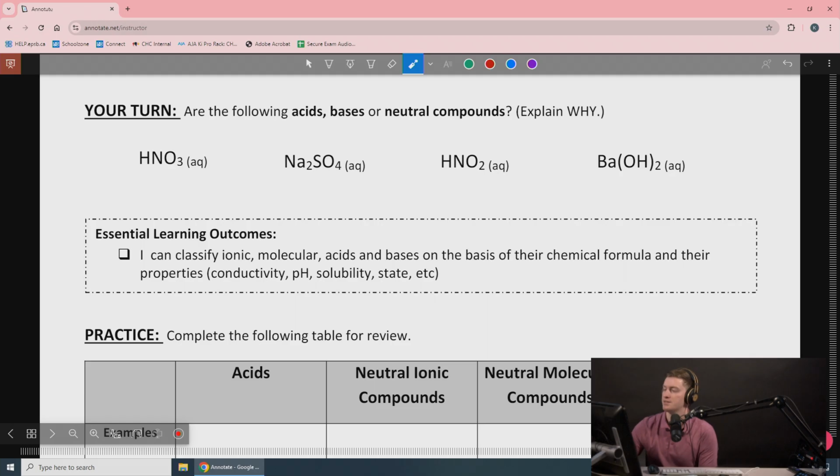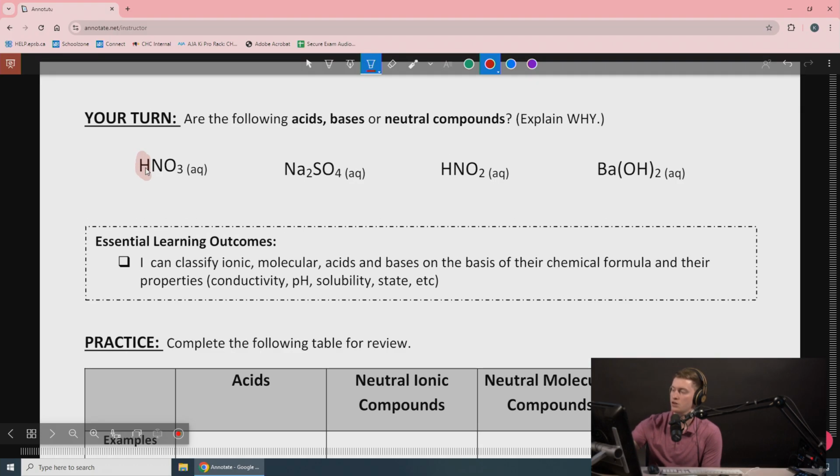Take a moment and try and decide whether or not these following compounds are acids, bases, or neutral compounds and explain why. I'll give you a minute to try and figure that out, so pause the video. And if you're back, now I'm going to work through it.